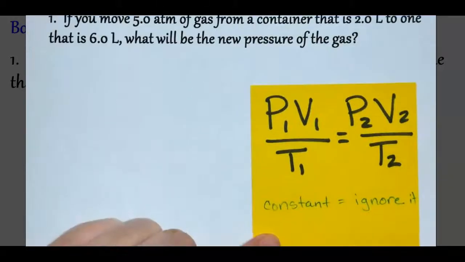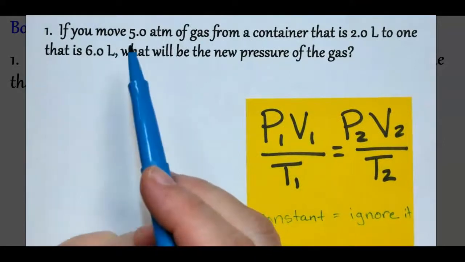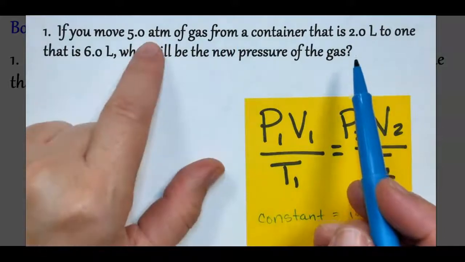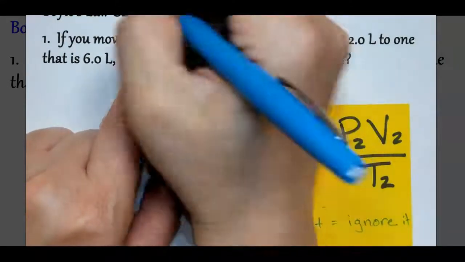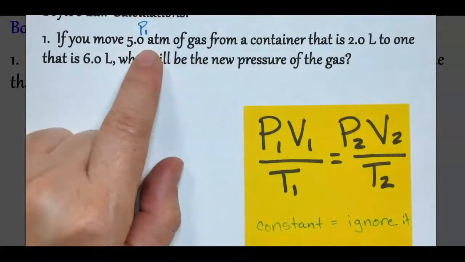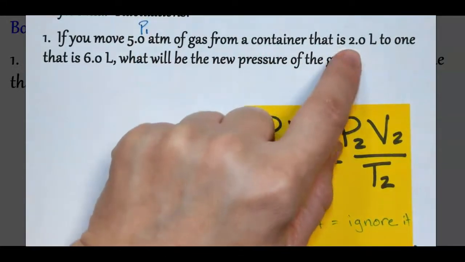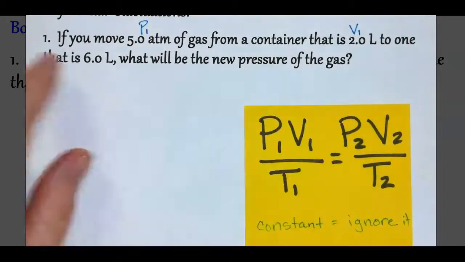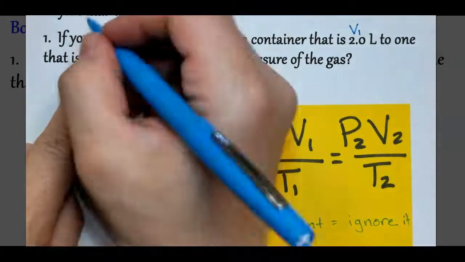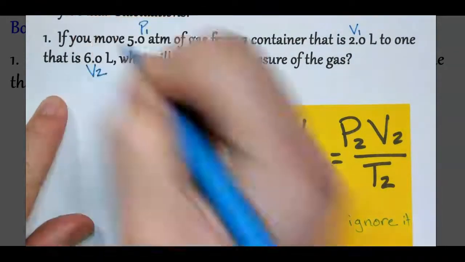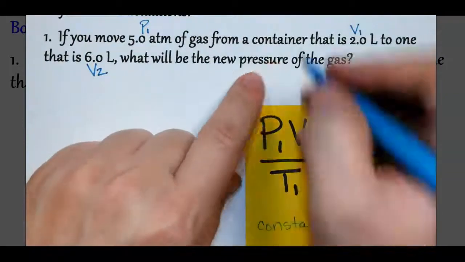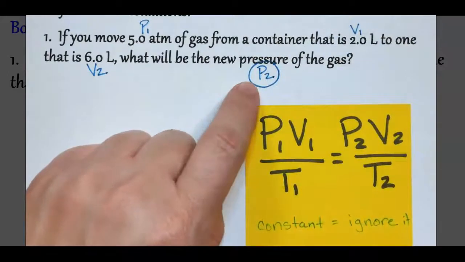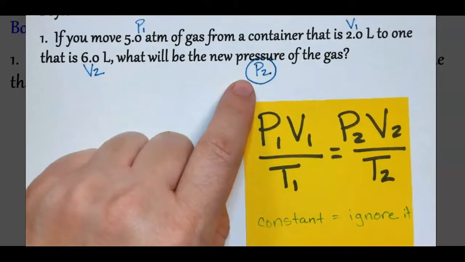So, for example, when we read this problem, if you move 5 atmospheres of gas from a container that is 2 liters, notice this is the first pressure we come to, so we're going to call this pressure 1. And then as we continue to read, this is the first volume we come to, so we'll call that V1. Then here's the second volume, so we're going to call this V2. And then it says what will be the new pressure. So P2 is what we want to know, and I'm going to circle it so that I recognize that that's what I'm solving for.